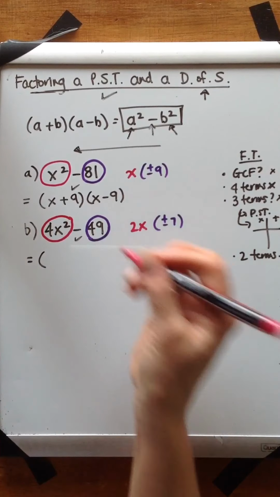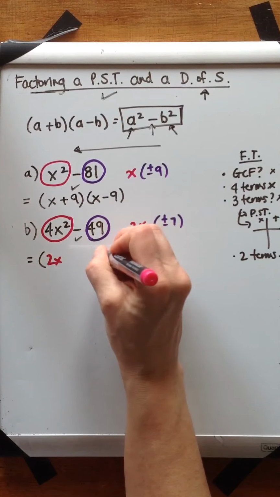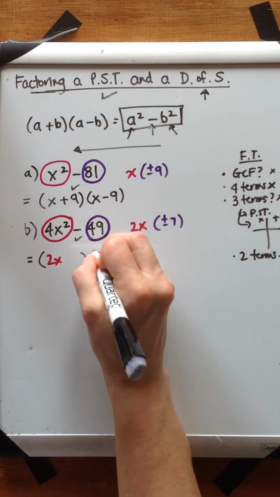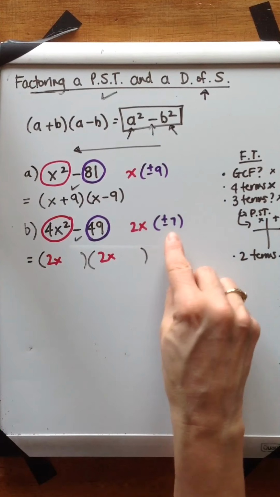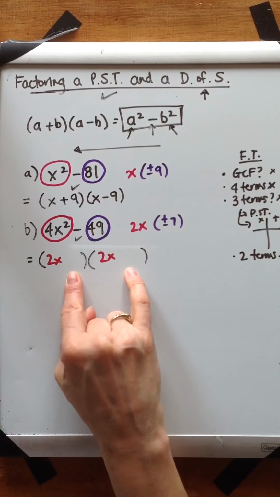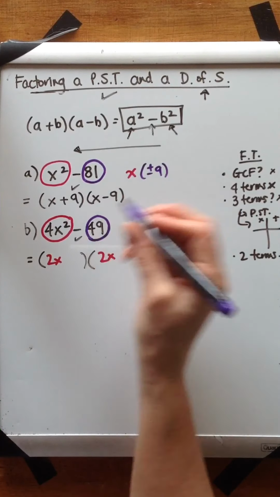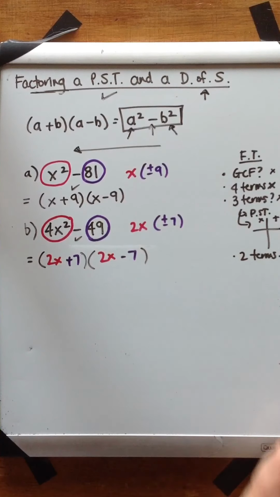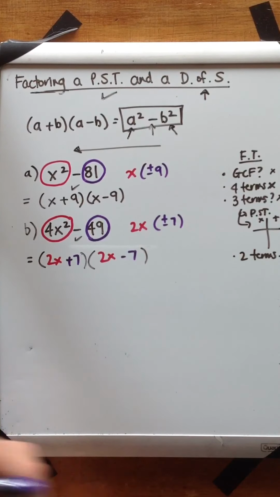The factored answer would be 2x times itself at the beginning of both binomials, and let's allow one of the 7's to be positive and one of them to be negative in order for us to get the desired result. And there you have it. That's how we can factor that difference of squares.